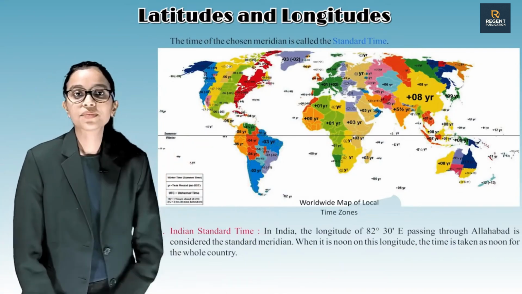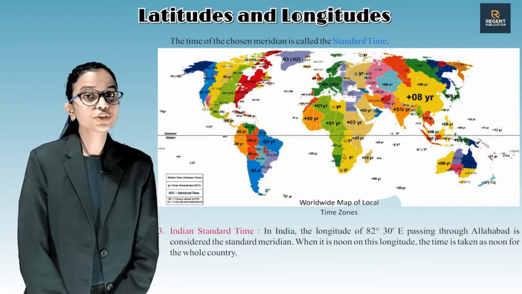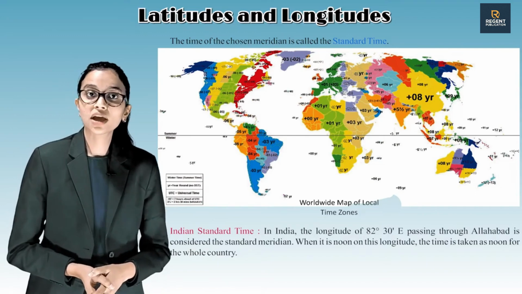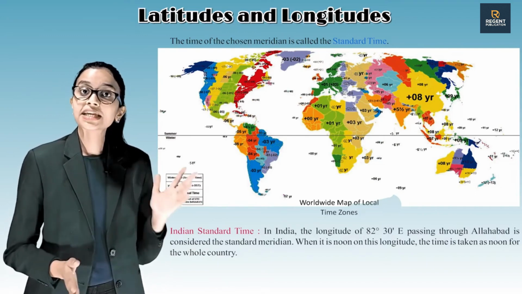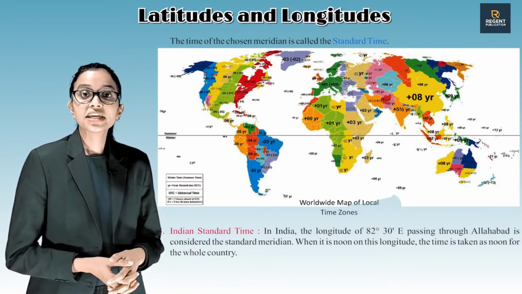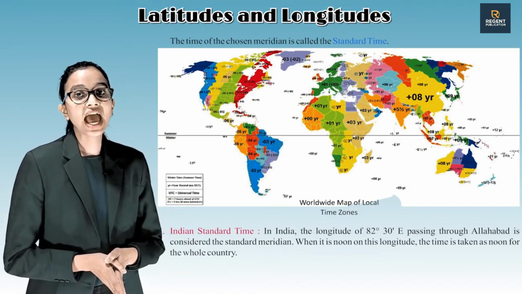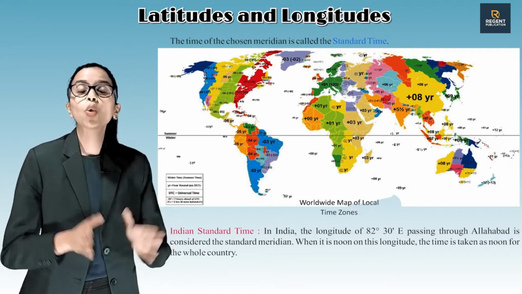Indian Standard Time. In India, the longitude of 82 degrees 30 minutes east, passing through Allahabad, is considered the standard meridian. When it is noon on this longitude, the time is taken as noon for the whole country.